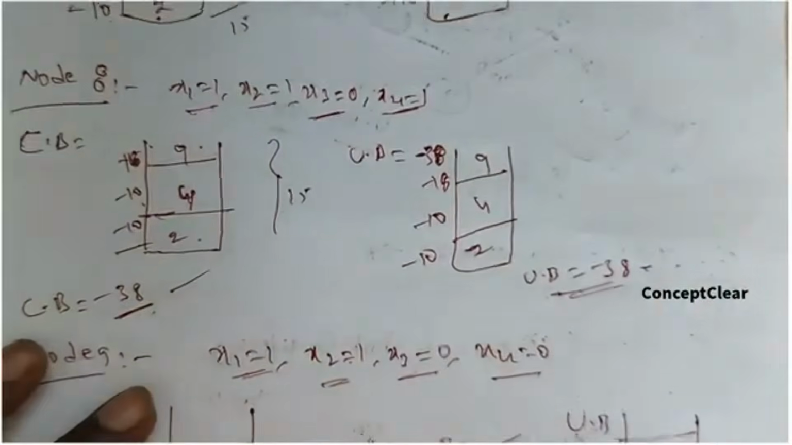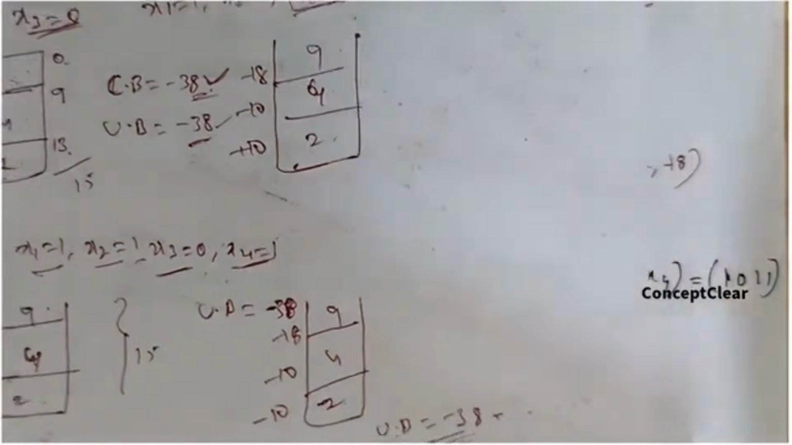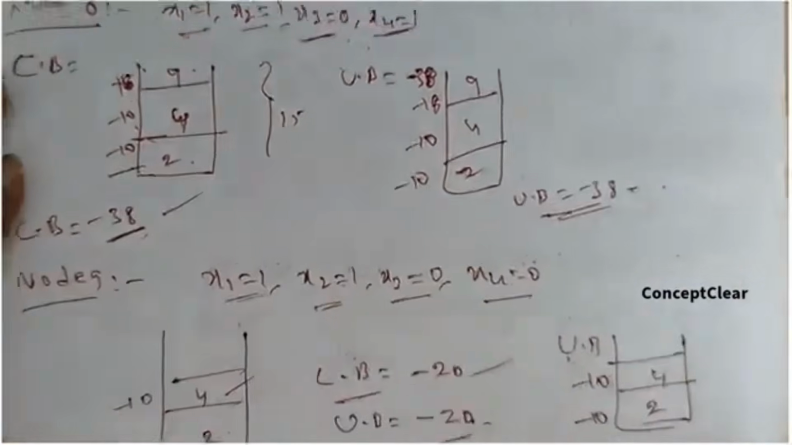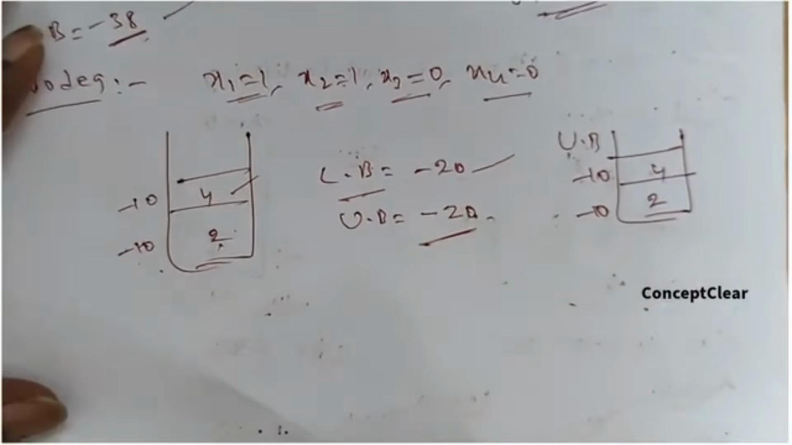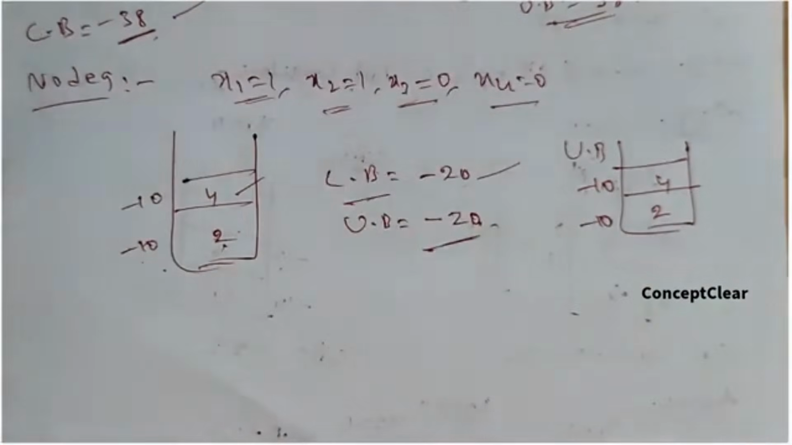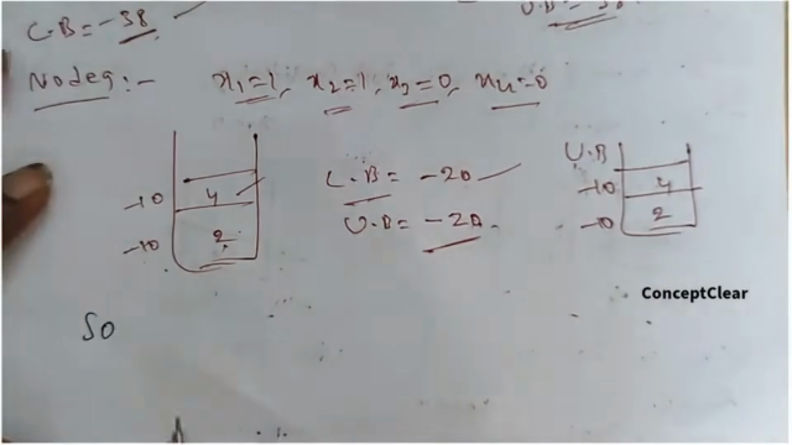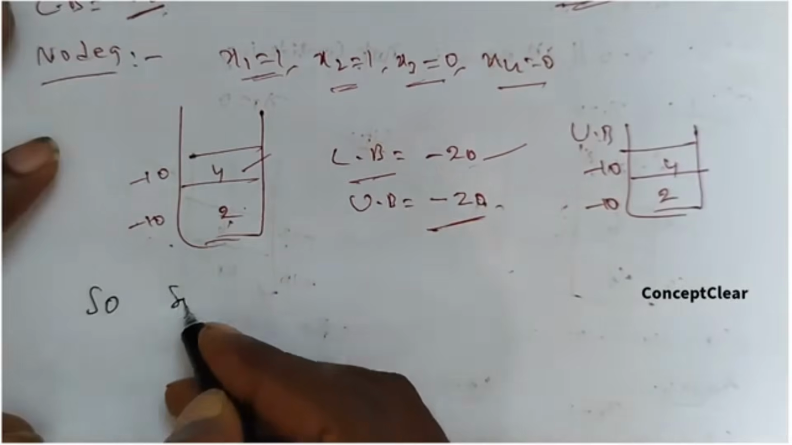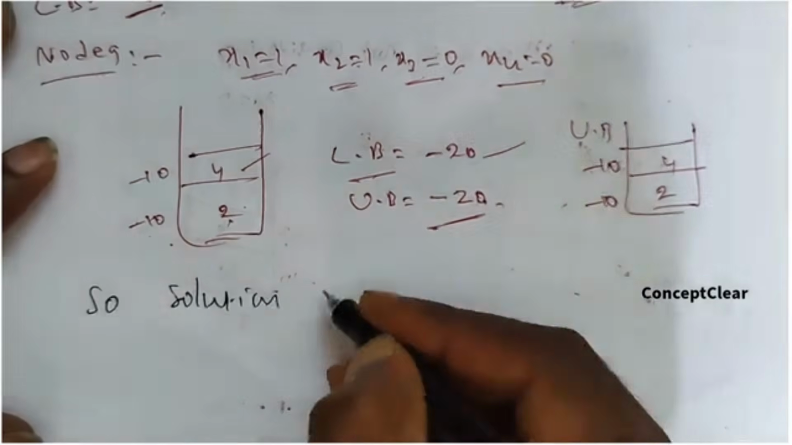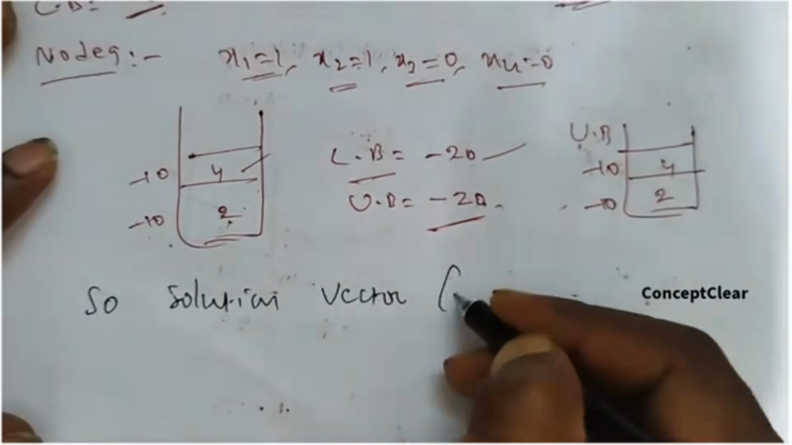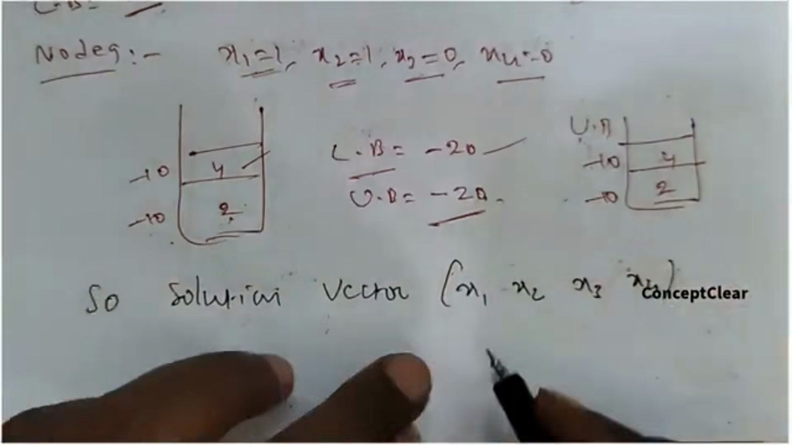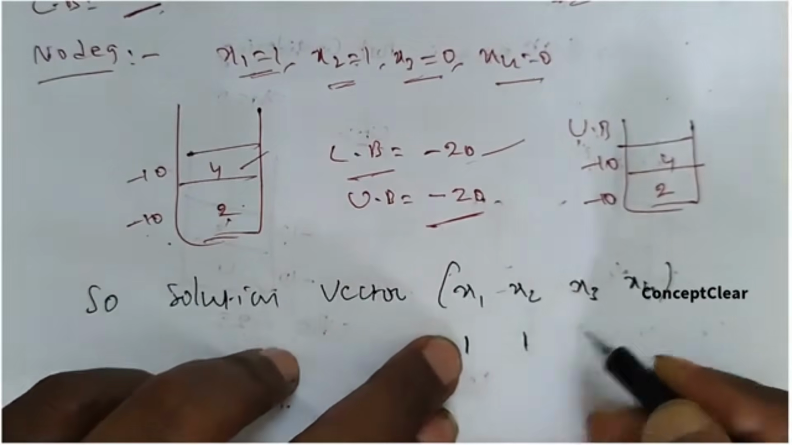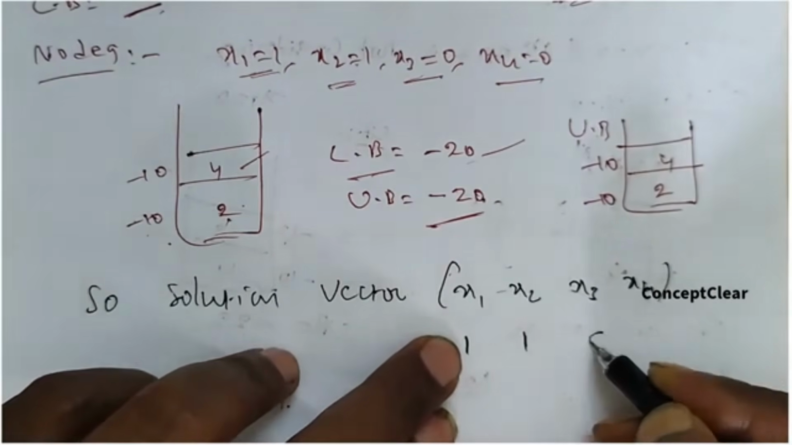So what is the solution here? The solution vector is x1, x2, x3, x4. What is the x1 value? x1 is 1, x2 value is 1, x3 value is 0, x4 is 1.